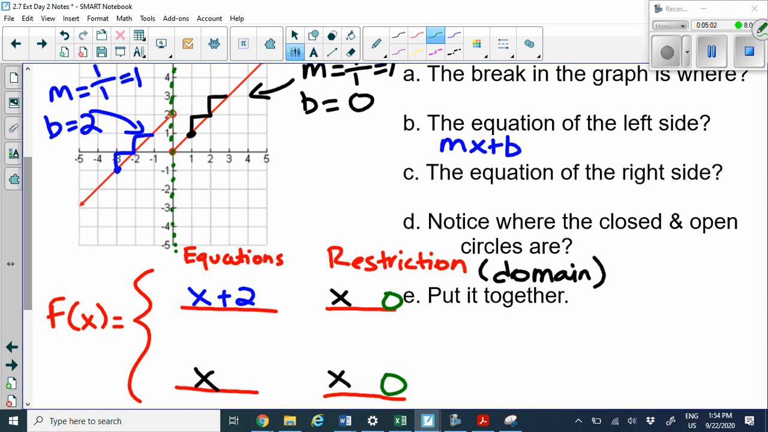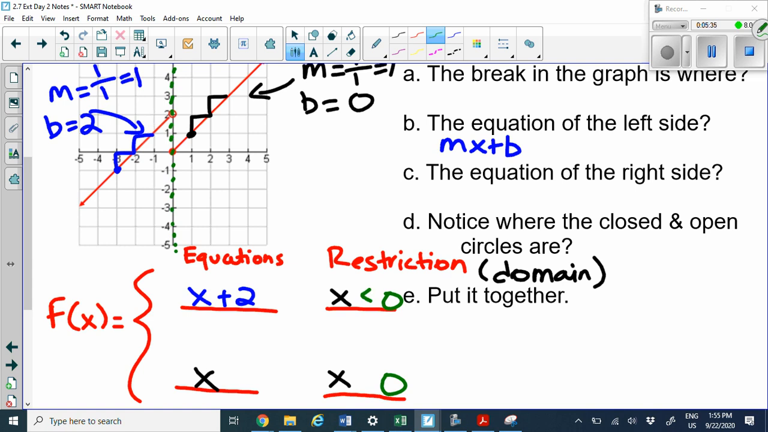Now our last thing that we need to do is notice that we did inequality signs when we did our restrictions. Remember, restrictions always deal with x, the horizontal axis. So let's first talk about the equation x plus 2. From this open circle, are the x values getting smaller or bigger than 0? Notice that the graph is going left, the arrow is going that way. If we're going left, those x values are getting smaller, so we want the less than sign.